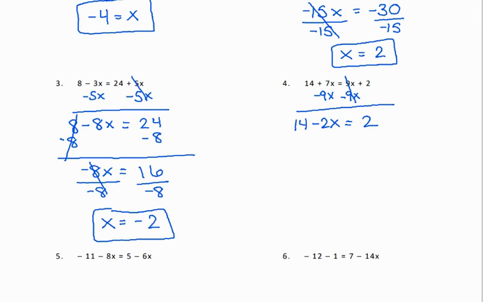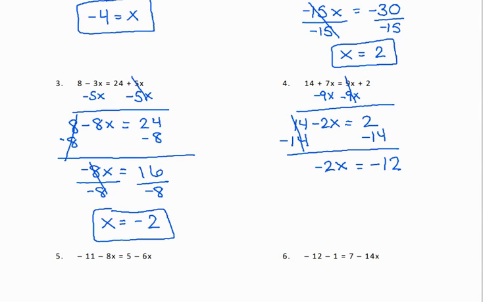Okay, now my variables are to the left, so I need to move the numbers to the right, which means I'm going to subtract 14. It's a positive 14, right? There's a minus sign after it, but the 14 itself is positive. So I'm going to subtract 14. Cancel. I'm left with negative 2x equals 2 minus 14 is negative 12.